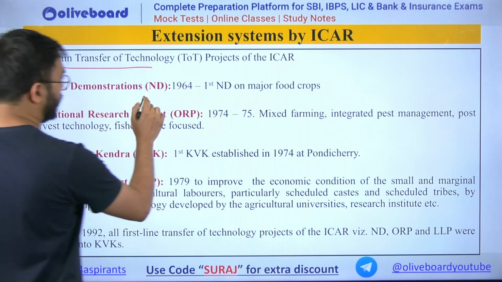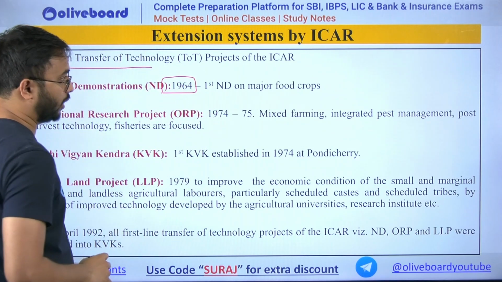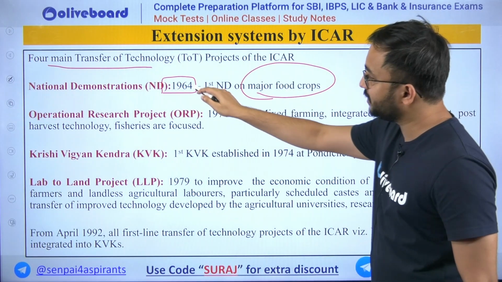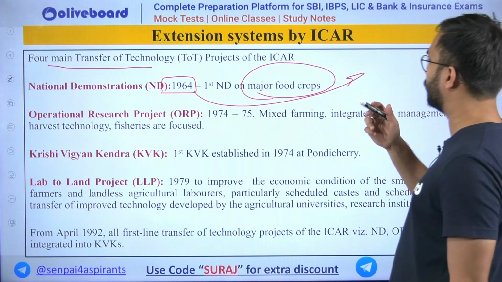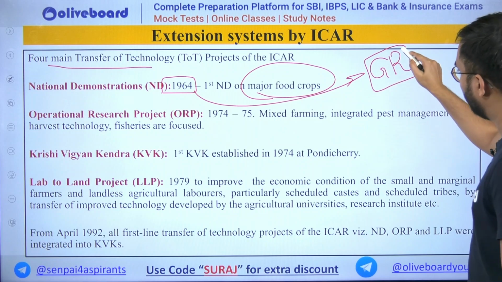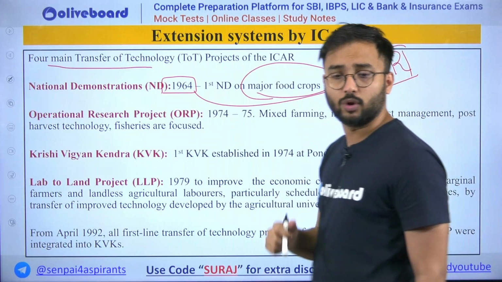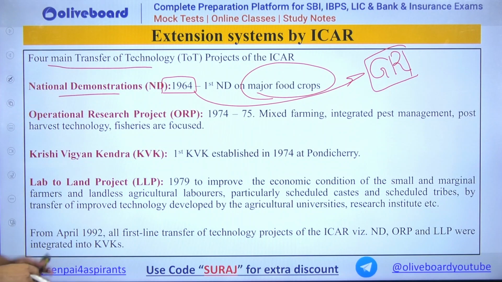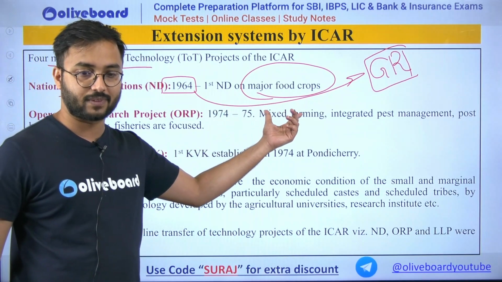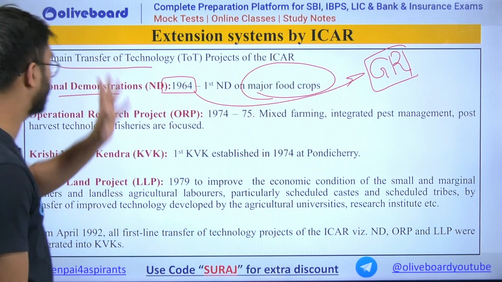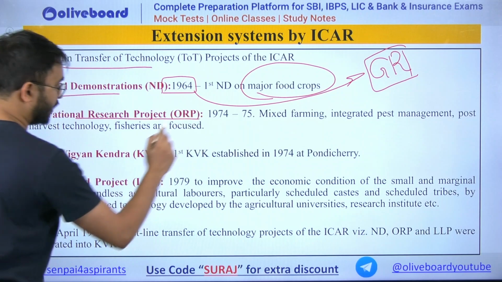The first is national demonstration, which happened in 1964. The first ND happened for the major food crops. Now this 1964 national demonstration is actually one of the pioneer reasons for your green revolution. So this national demonstration, whatever was done for major food crops, actually laid the foundation for your green revolution. Remember this very carefully.